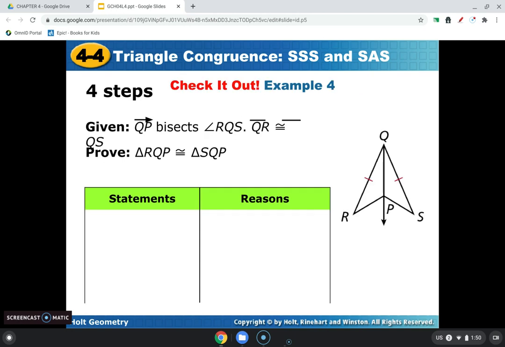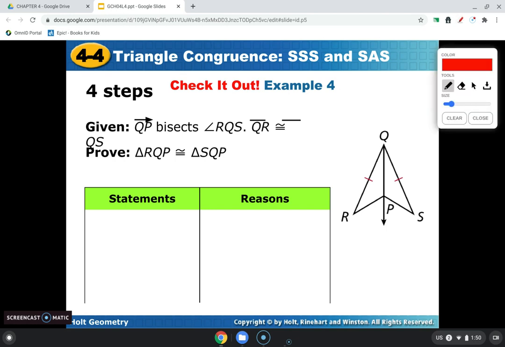Now that's kind of sloppy. I apologize, but the pen doesn't write that great. But side, angle, side. All right, let's try that again. Maybe I'll make my pen a little bit smaller.